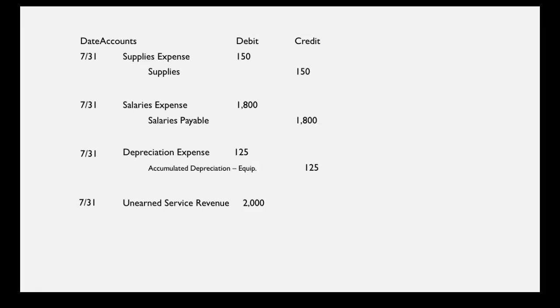So we think back to the initial rule that I talked about. We would either debit an expense or credit a revenue. Well, we know that we're not debiting an expense here. So that means that we must credit a revenue account. And which revenue account should we credit? Service revenue. Because we've now earned some service revenue. So we need to increase our revenue account.